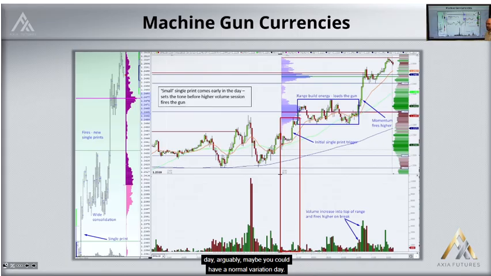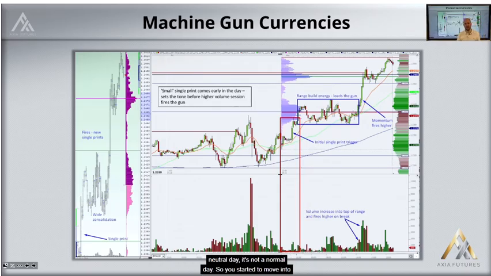Arguably, maybe you could have a normal variation day. But a normal variation day, you'd still expect some trade back into this zone. So it's not a P-shape. It's clearly not a trend because we've not already continued to move on. It's not a neutral day. It's not a normal day.